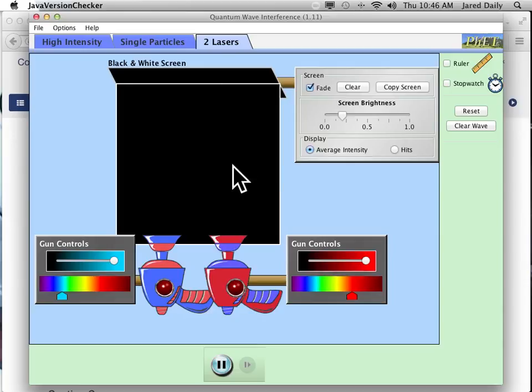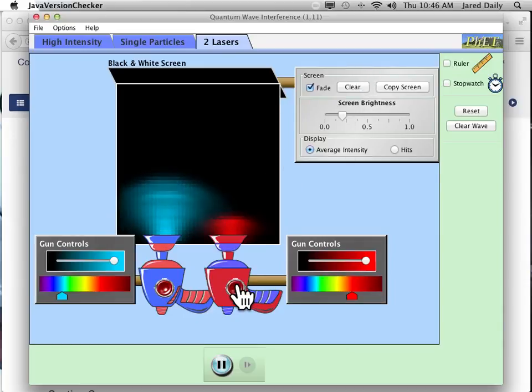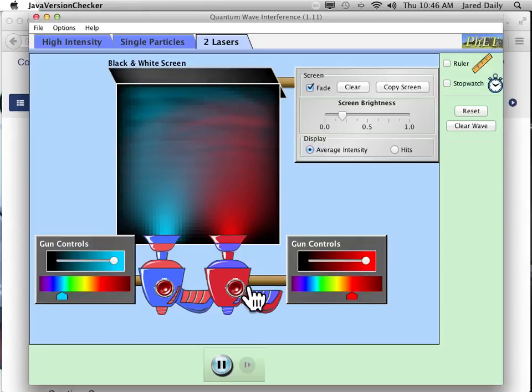And if we have two lasers, or two light sources side by side, and we turn them on, and we give them the same color-ish.